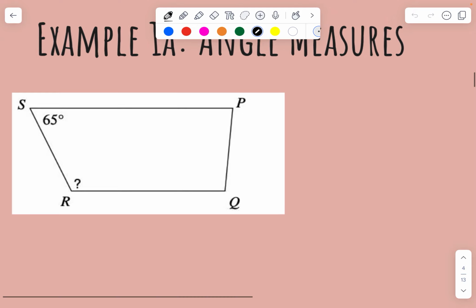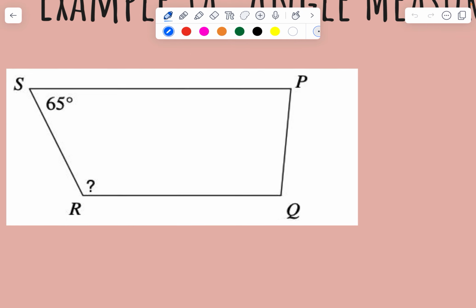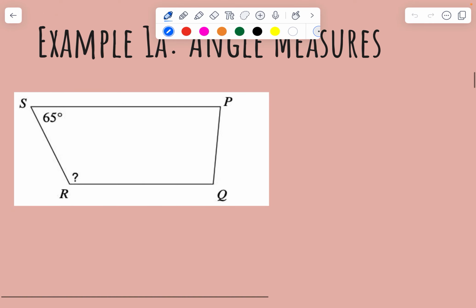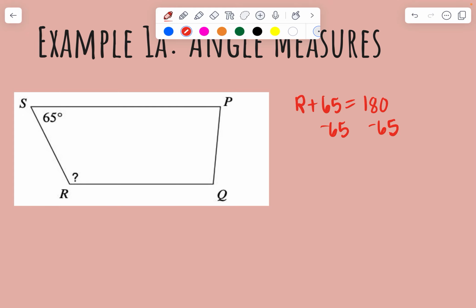So the first one here is about angle measures. This is a regular trapezoid, not an isosceles trapezoid. So we know that these two angles, S and R, are supplementary. They add up to 180. So R plus 65 is 180. If we take 65 from both sides, we get that the measure of angle R is equal to 115 degrees.